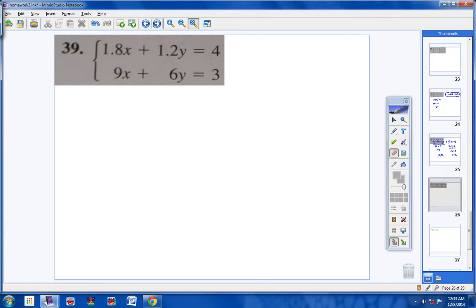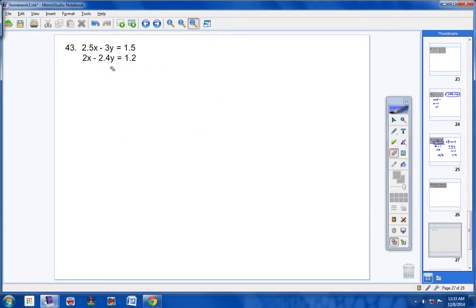Alright, moving on to number 43. Now, like I taught you before, let's get rid of our decimals, okay? So here we go. I'm going to move this decimal one place, one place, one place. So 25x minus 30y equals 15. Now, same thing down here in the bottom equation. Move all of your decimals one place. So 20x minus 24y equals 12.